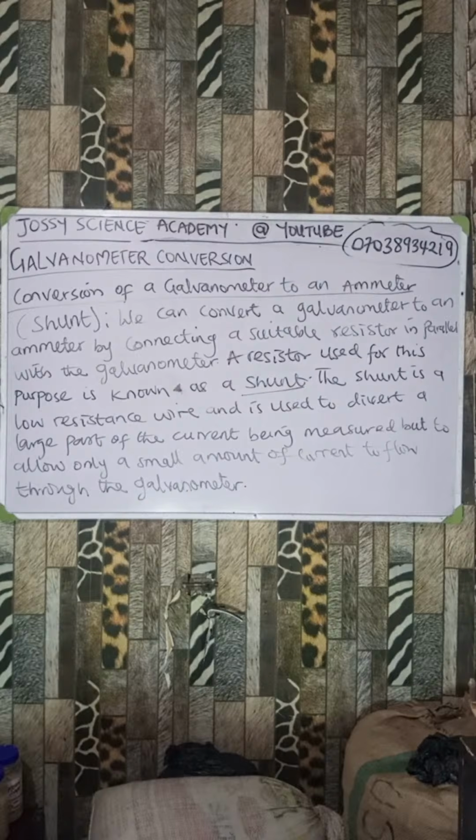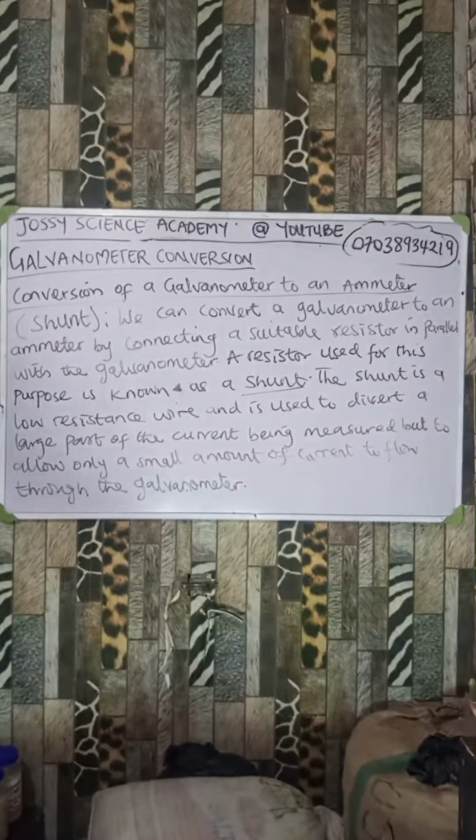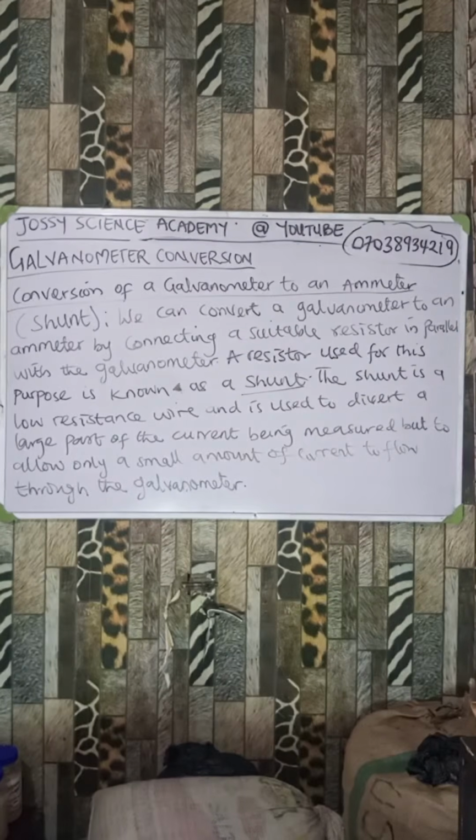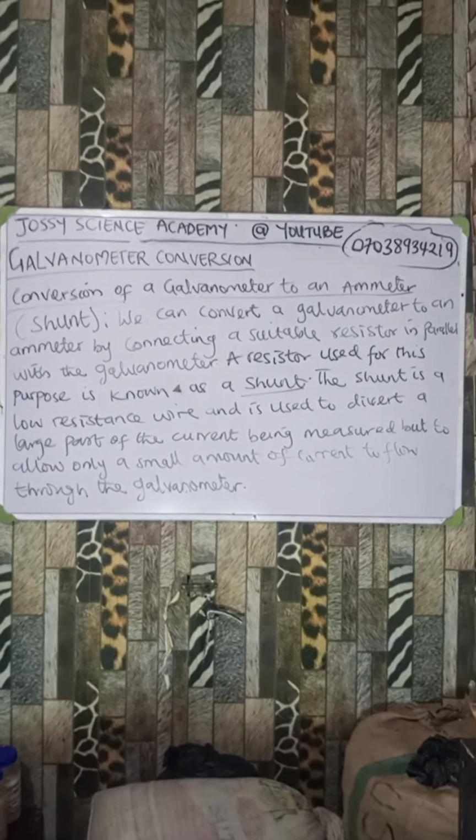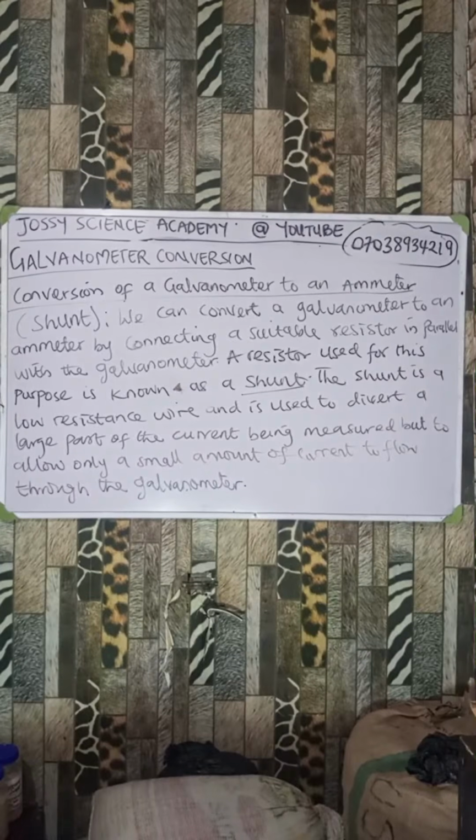All right, so let's look at that statement there. Let me explain before we proceed. It asks, how can we convert a galvanometer to an ammeter? JAMB can ask you this as an objective question. So we can do that by connecting a suitable resistor in parallel with a galvanometer. The resistor that we use for this purpose is called what? Shunt. Very, very important. The shunt is a low resistance wire, and it is used to divert a large part of the current being measured, but to allow only a small amount of current to flow through the galvanometer.